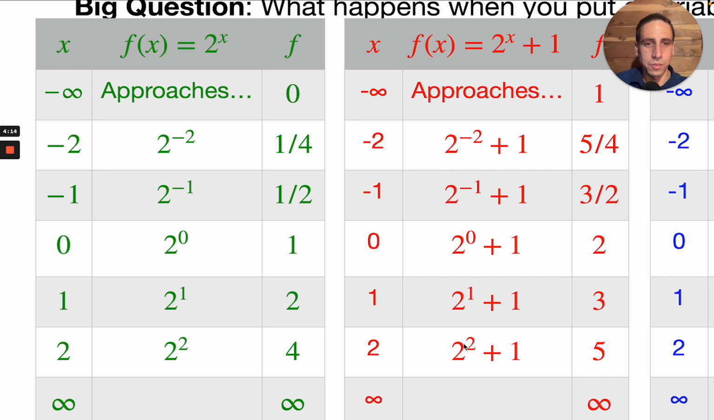So 2 squared is 4 plus 1 is 5. 2 to the first is 2 plus 1 is 3. 2 to the 0 is 1 plus 1 is 2. 2 to the negative 1 is 1/2, and when you add 1 to that, you get 3/2. 2 to the negative 2 is 1/4 plus 4/4 is 5/4. So these numbers are all going to keep on getting closer and closer numerically to the value of 1. It'll approach 1 but never actually reach it.